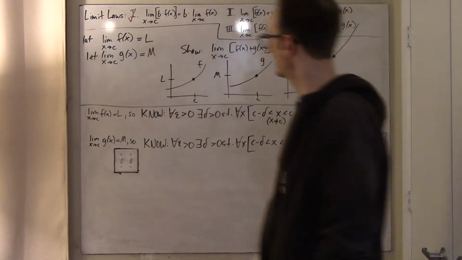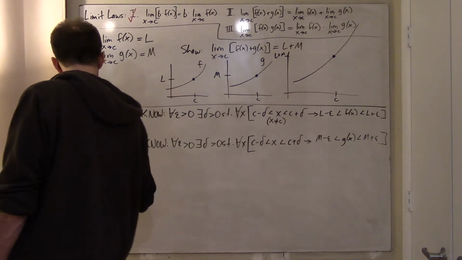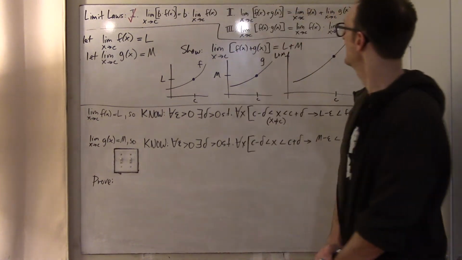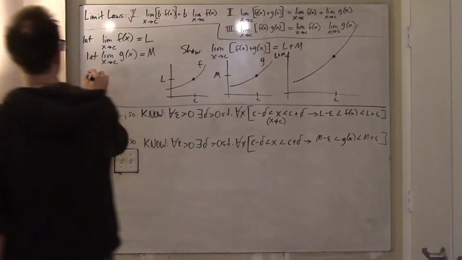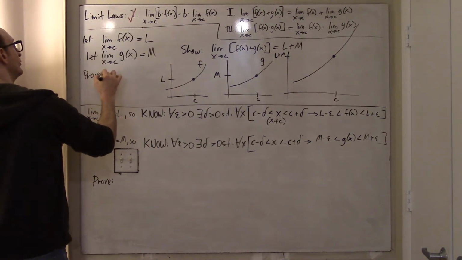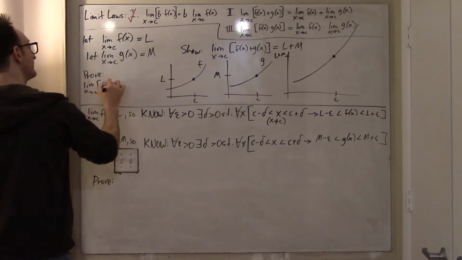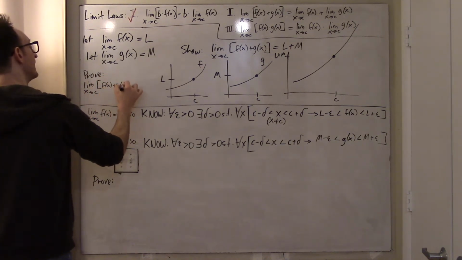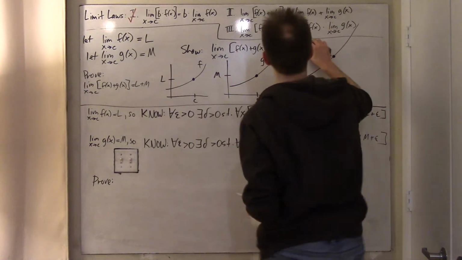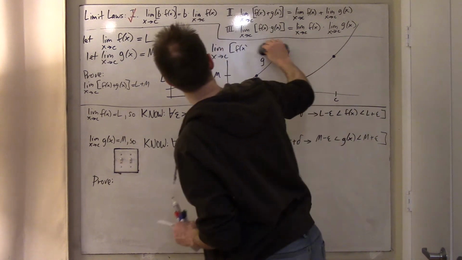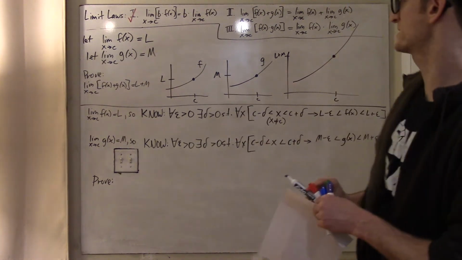Good. And then, what is it that I want to prove? Maybe I want to rewrite it right here. What I want to prove is that the limit as x approaches c of f plus g is L plus m. That's what I need to prove. Then I can erase this because it's in the way. Okay, and what does that mean?